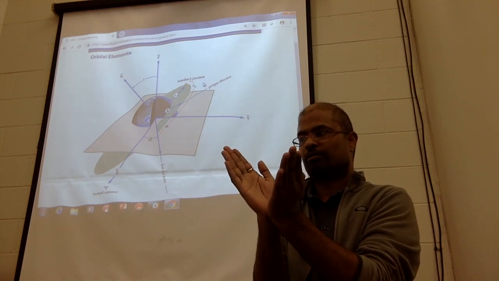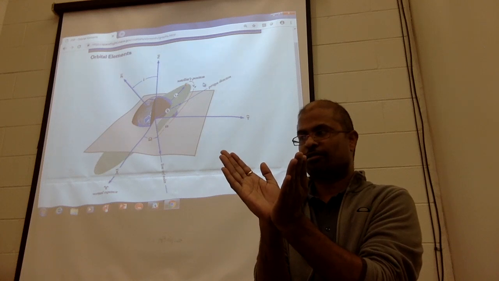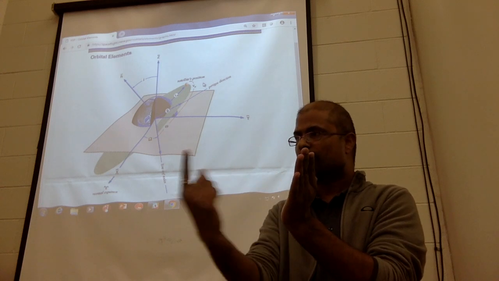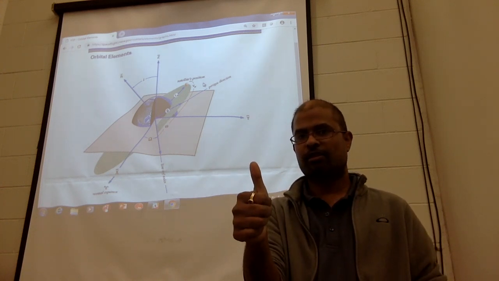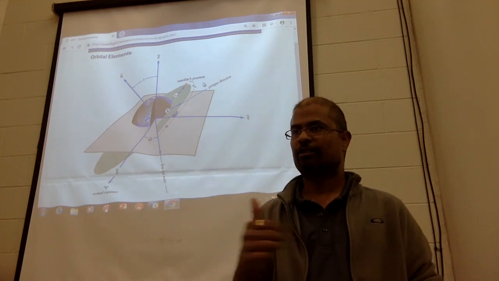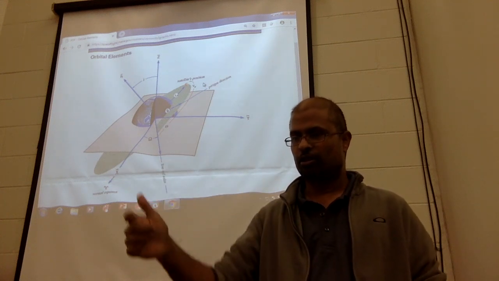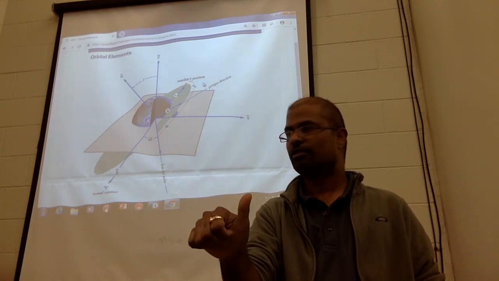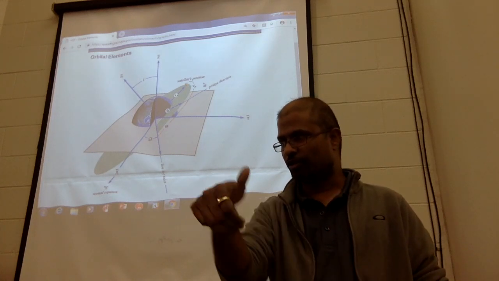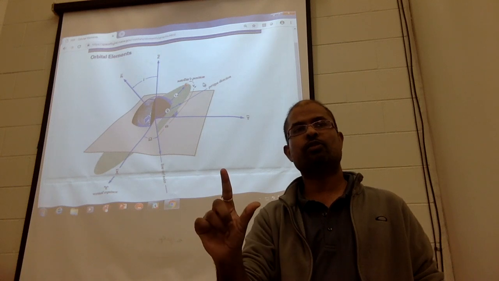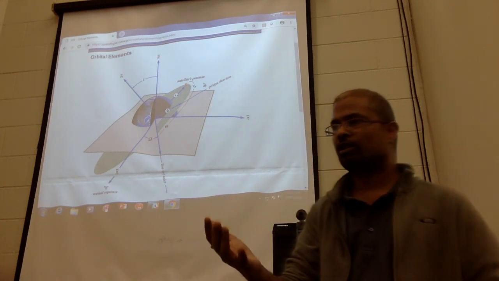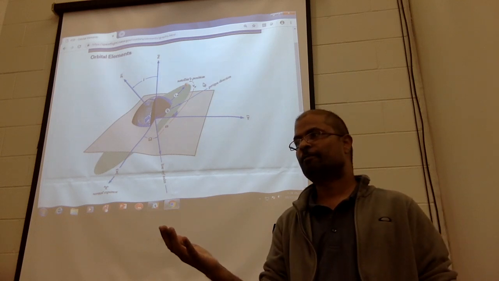Axis of rotation and orbiting axis. So the Earth is rotating in this orbit, let's say, or orbiting around the sun. This is the axis of rotation. The angle between these two is 23.5 degrees. That is the tilt. What is the consequence of tilt?